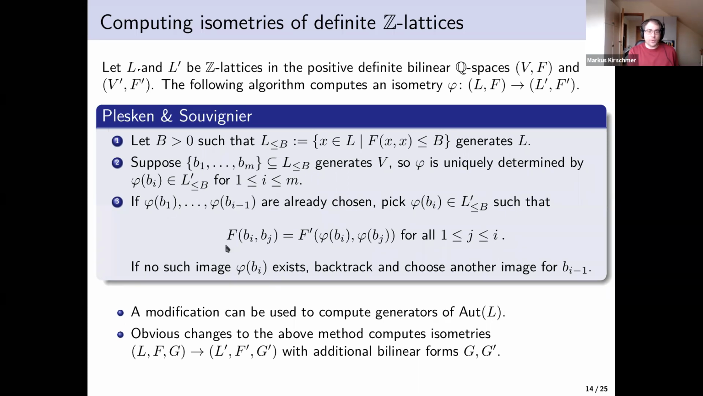So what you do now is, by backtracking, suppose the first i-1 vectors have already been chosen, the images of the first i-1 vectors have been chosen. Then you pick the ith vector such that it has the correct inner product with the images already chosen. And if you can't find such an image, then you go back and choose another image for the previous one, because obviously that one was wrong. Yeah, and then you rinse and repeat. Eventually, by an exhaustive search, you will find an isometry, if it exists.